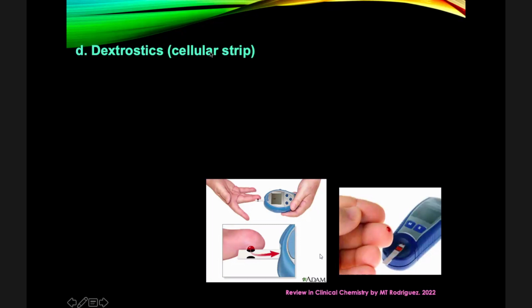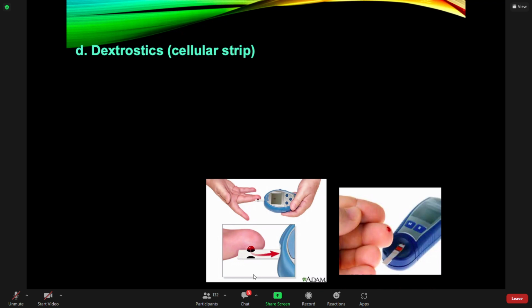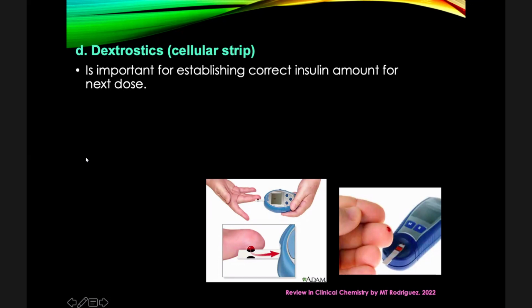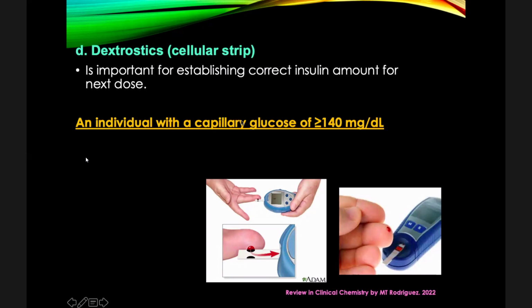And children, how do you call those tests in chemistry? Generally speaking, how do you call those chemistry tests that can be performed by patients themselves? Can be performed by non-laboratorian personnel. Take note that can be performed by the patient themselves and non-laboratory personnel. Excellent, Katrina Carlos and Bacayana were the first to answer POCT, point of care test. That's why dextrose is for point of care test. It is used for establishing correct insulin amount for next dose.